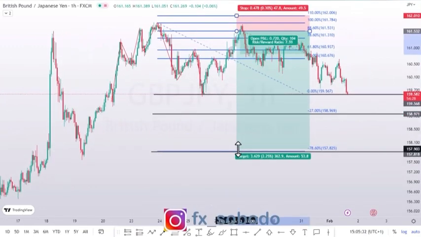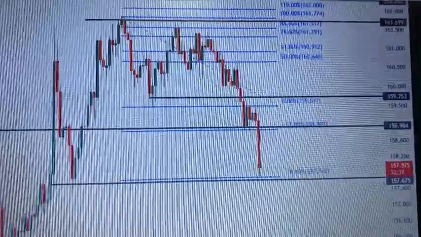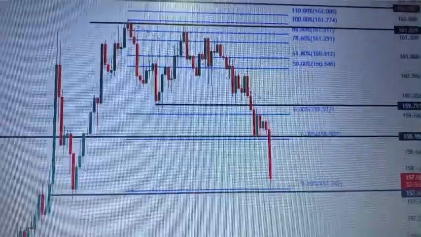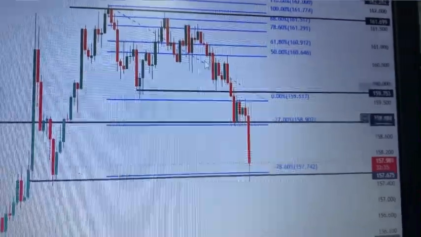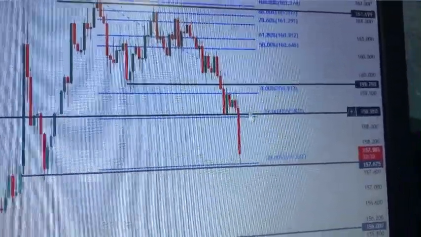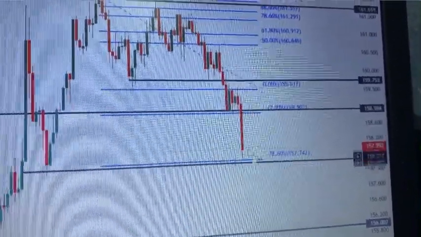This is a profit target. So guys, now you see, this was the analysis I told you of. Now, our first TP got smashed, second TP got smashed.